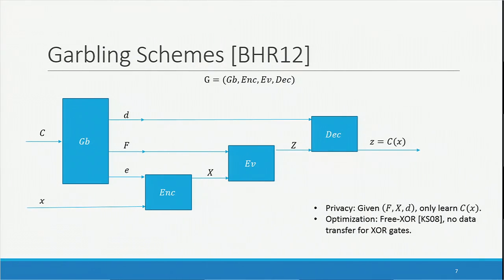And the most famous optimization to these garbling schemes is the free XOR garbling scheme that basically allows us to not really count XOR gates of our circuit. They're just handled for free. The only thing we really care about is AND gates and trying to minimize those. Those are the ones that really cost.